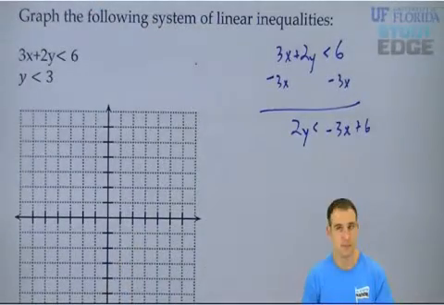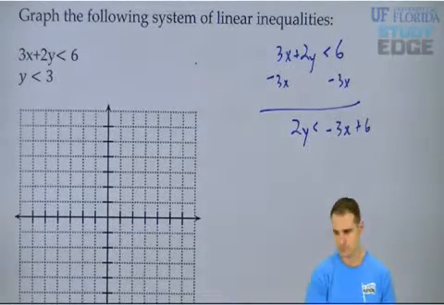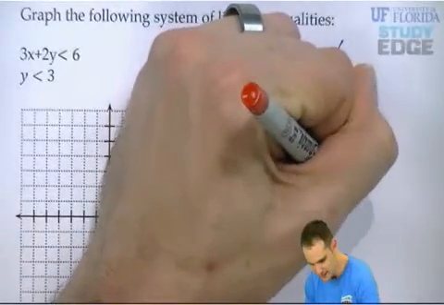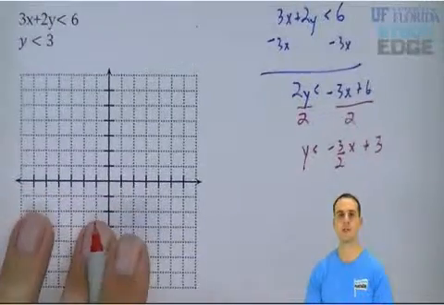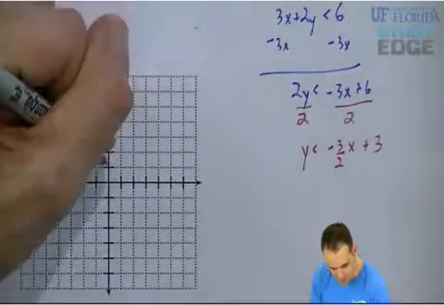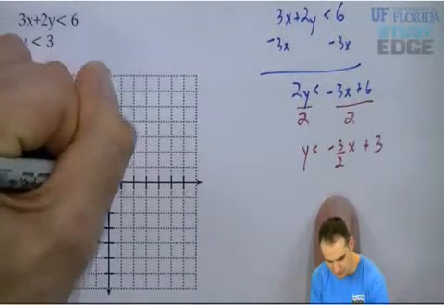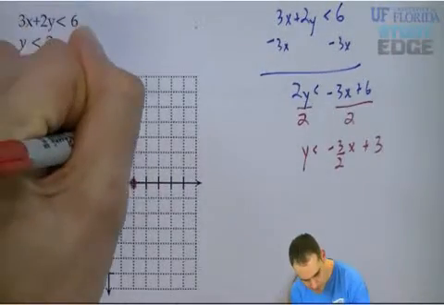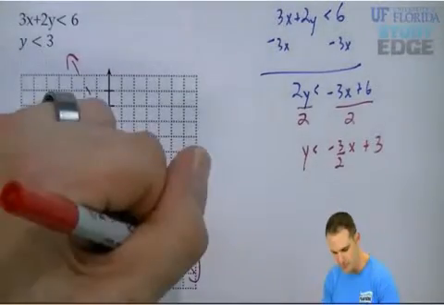If you need to, pause the video, write that down. Divide both sides by 2. Remember though, you're dividing everything by 2, giving you y is less than negative 3 halves x, plus 6 over 2 would be plus 3. So in this case, our y-intercept is 3, our slope is negative 3 halves. Our y-intercept is 3, 1, 2, 3, and our slope is negative 3 halves, going down 3 and to the right 2. This is not equal to, so it's not solid, it's dashed, or dotted. Y is less than would mean I shade below.